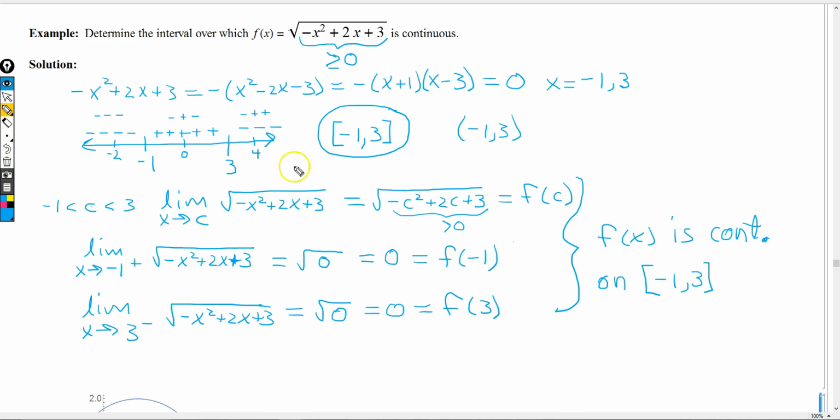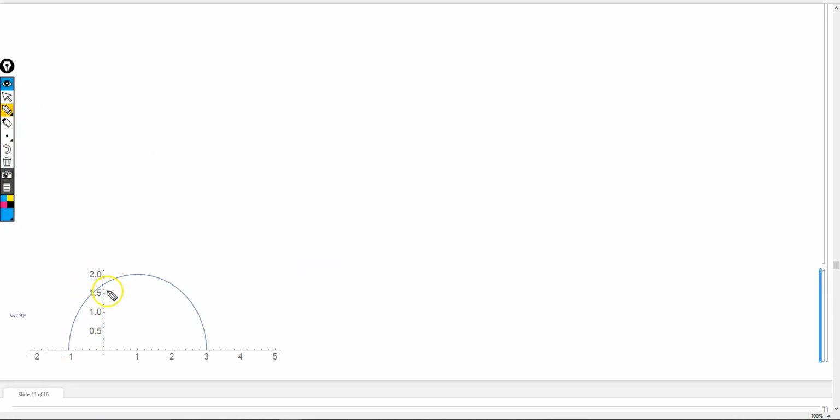Let's take a look at a quick little graph of what this function looks like, just to verify what we found here. So here's the graph of the function. Right here is -1, and here is 3. And yes, it does look like we can graph the function. It's nice and smooth. We don't have to pick up our pencil. And it does indeed look like it is continuous from -1 to 3, including -1 and 3. All right, so that does it for our discussion of continuity on closed intervals.